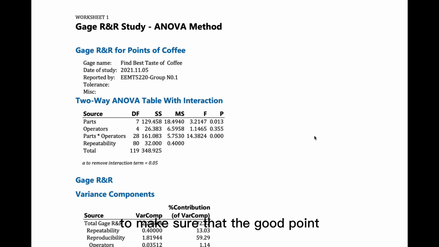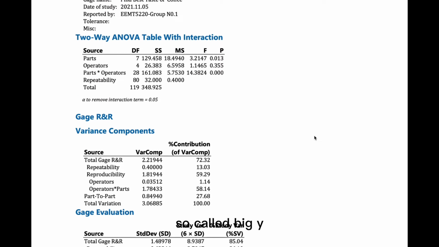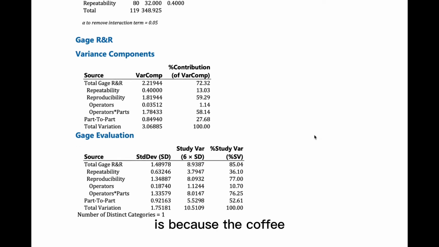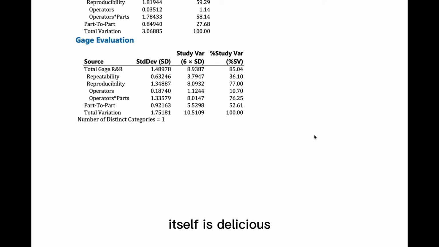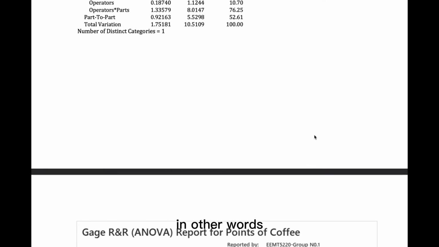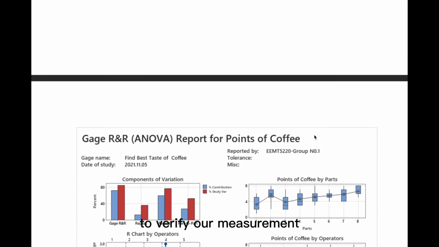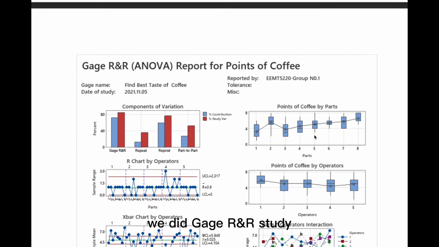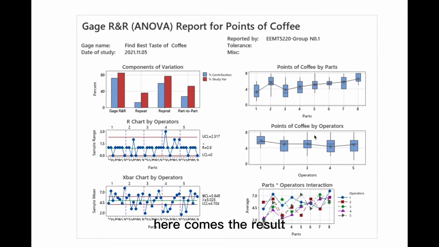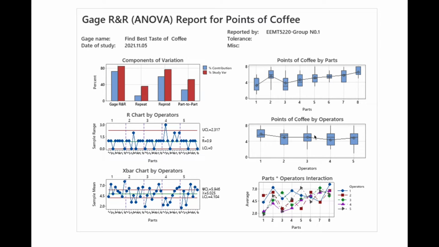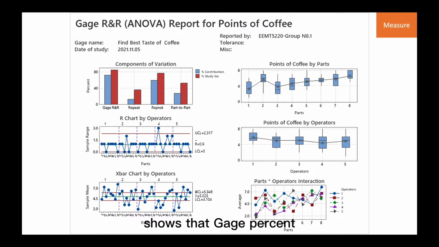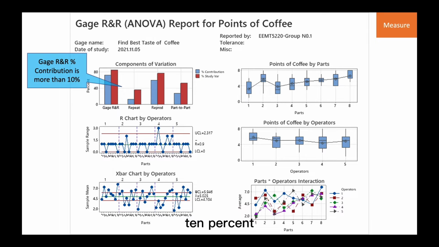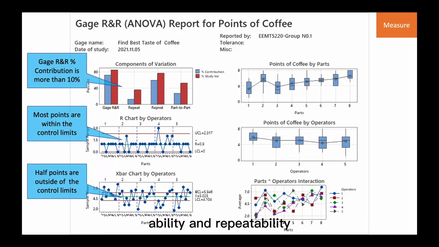To make sure that the good points of our coffee, so-called Big Y, is because the coffee itself is delicious, no other reason. In other words, to verify our measurement system is correct, we did gauge R&R study. Here comes the result. The result shows that gauge percent is beyond 10%, which is not a good sign. It's mainly because the rater's reproducibility and repeatability contributes too much measure error.